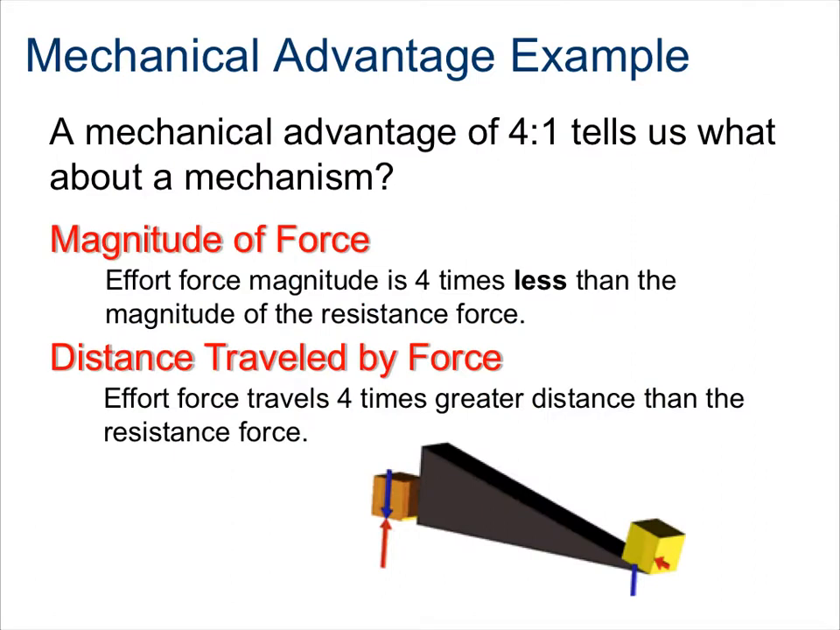So coming back to this example of the inclined plane, a mechanical advantage of 4 to 1 simply tells us something about the mechanism. In terms of the magnitude of the force, effort force magnitude is going to be 4 times less than the magnitude of the resistance force. So that is implying that if I was to push this box up this inclined plane, I would have to use 4 times less the amount of effort than if I was to lift the box directly up. However, the distance that's traveled by the force changes because of me using the inclined plane. I'm going to have to travel 4 times a greater distance than the resistance force would be if I was just to directly lift it up.